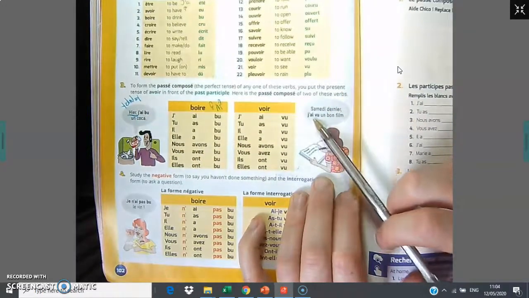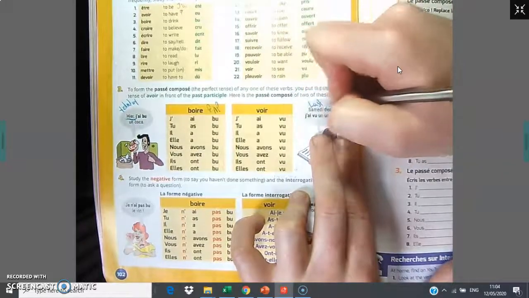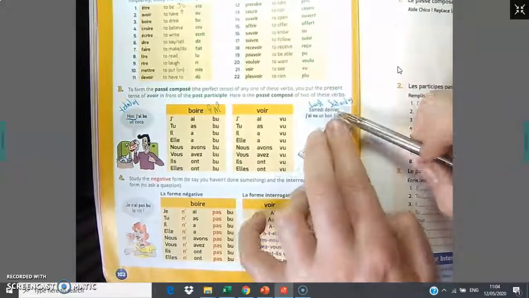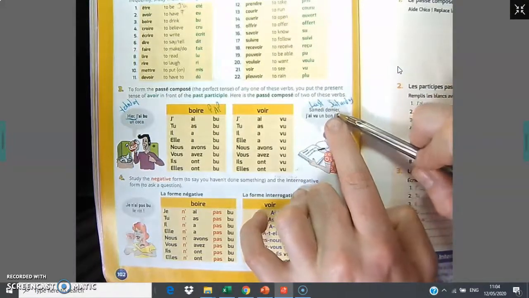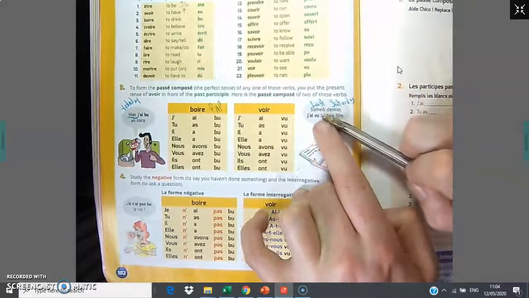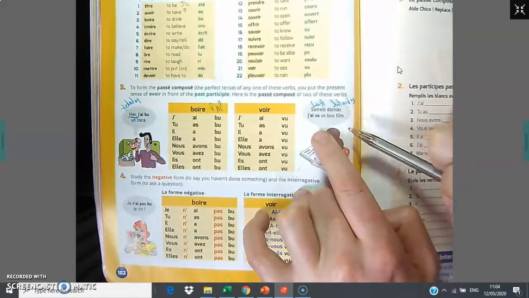Same for this one here, samedi dernier, last Saturday. That's a time word. So you know that samedi dernier is in the past, so you're going to be using your passé composé. So samedi dernier, j'ai vu un bon film. I saw a good film.